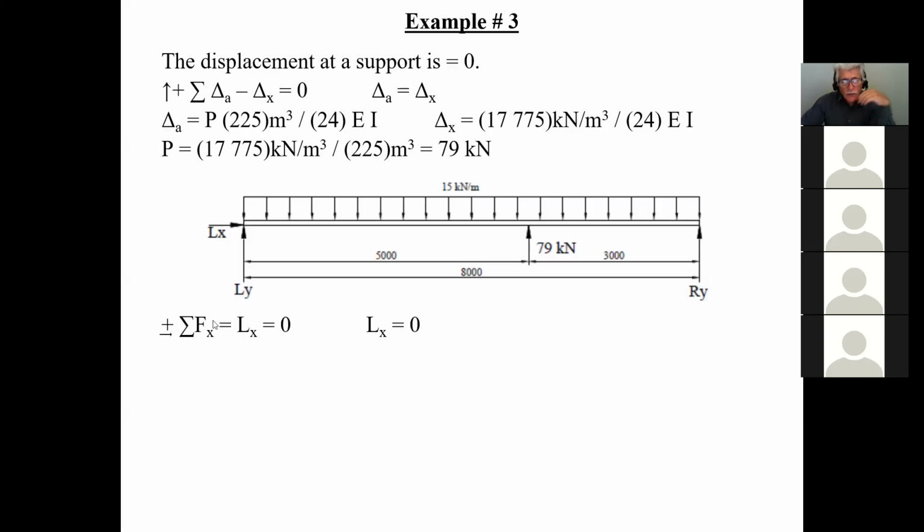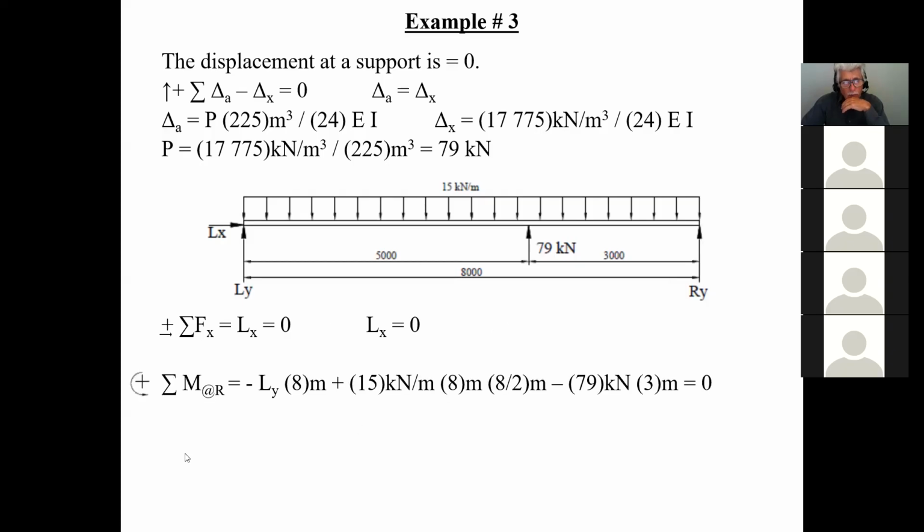Now, of course, if I take the sum of Fx, I know that's 0. That's how I know it's 0, because the equation of equilibrium tells me it's 0. Now, like I said, I can solve for Ly, I can solve for Ry, whichever one I want. I don't even remember what, I took moments about Ry.